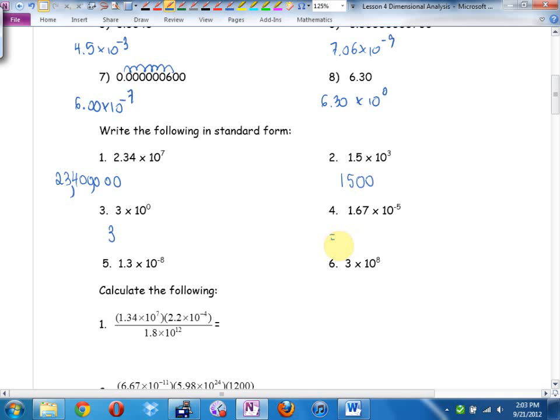Number 4. Okay, negative decimals. Very similar. 0 point. Jordan, what's my exponent? -5. So I'm going to go like this. 1, 2, 3, 4. What did you say the exponent was? This is where I'm going to start writing on the 5. 1, 6, 7. Right?